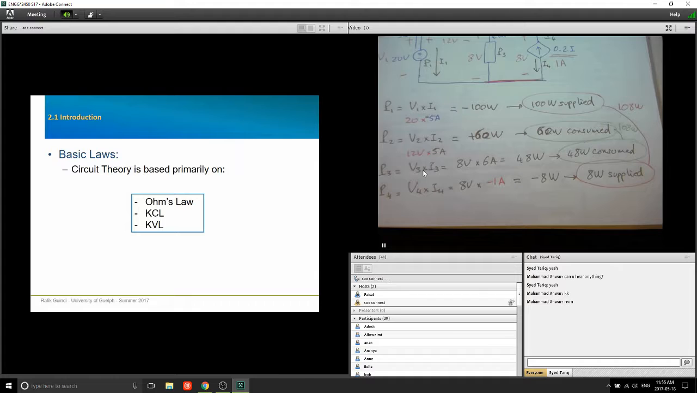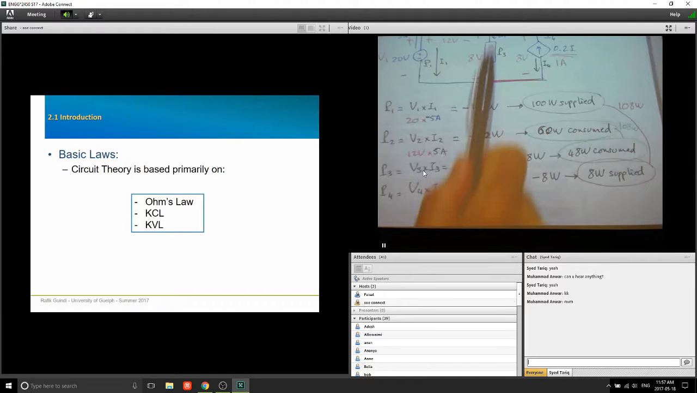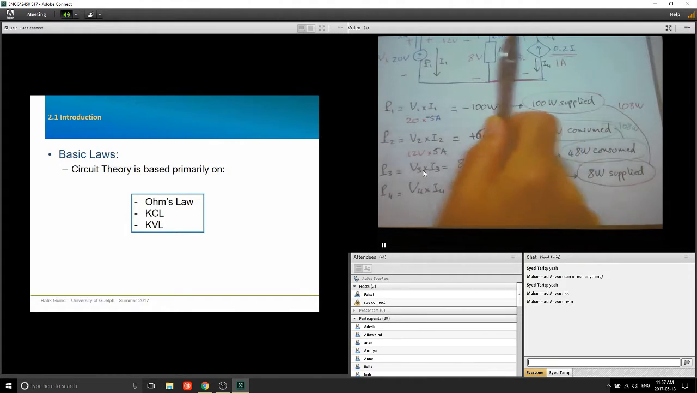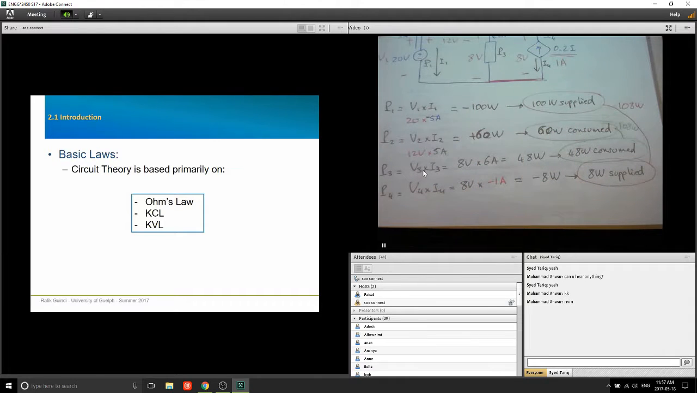Voltages in parallel have to correlate, because the voltage across this element and the voltage across this element are the same, because they're connected between the same 2 energy levels. So they have the same voltage across them, but the currents are totally different and have nothing to do with each other. And we're going to see that now with the basic laws.